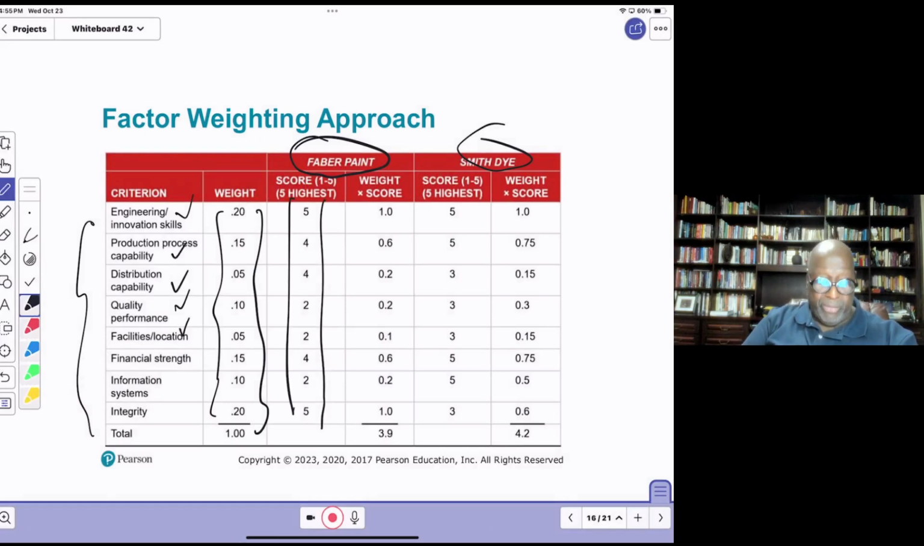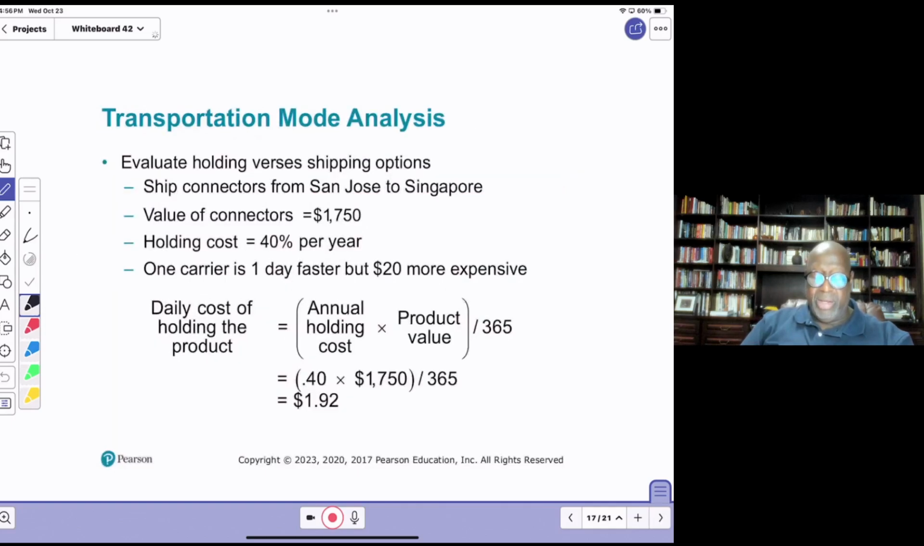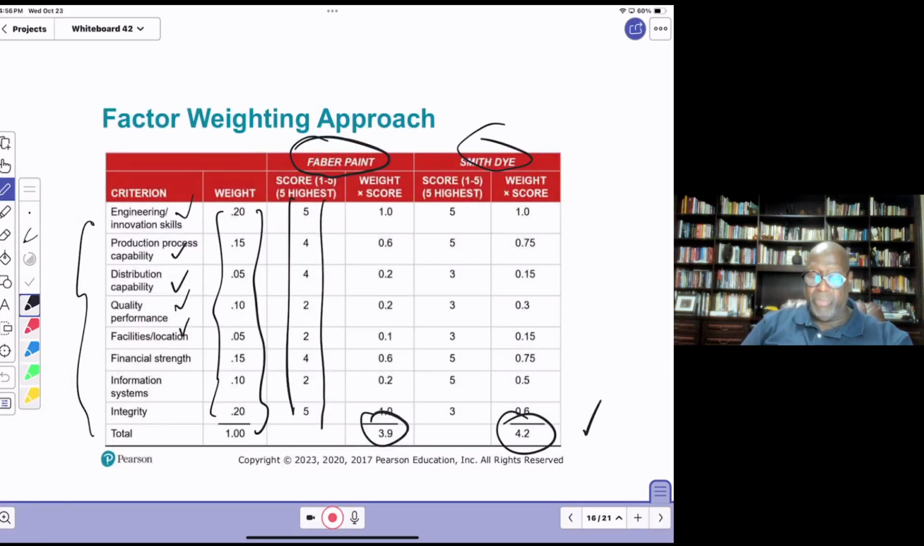Then you take the weighted value in the end, all right, and then based on the weighted value, you compare them. So the weighted score for Faber is 3.9. The weighted score for Smythe Die is 4.2. They're relatively close, but then you could decide if you're going to just select the largest value, then you would select Smythe Die.